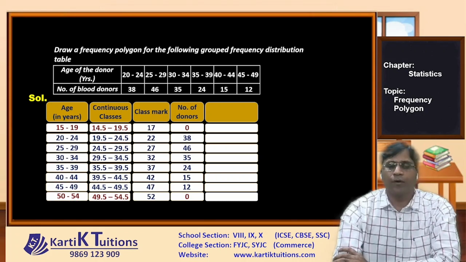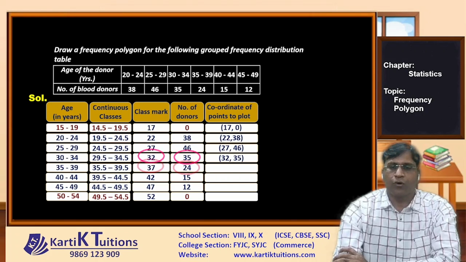The last column is for representing the class mark and frequency. So 17, 0, 22, 38, and so on. You have to just mention the class mark and the frequency as the points to be plotted on a graph paper.